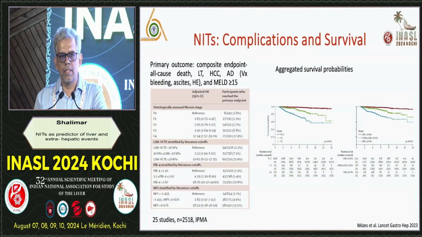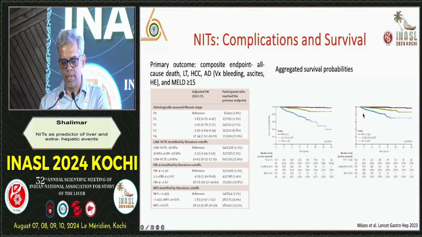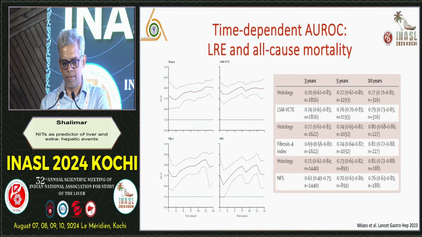So NITs, as I said, assess the fibrosis, and this individual patient meta-analysis of 25 studies, including 2,500 patients, showed, again, what has been shown by Professor Sanyal's study, that histology and the NITs can categorize patients into different outcomes in terms of survival. Whether it is LSM, FIB4 or NFS, we can categorize into different outcomes. And the area under the curve for performance of these NITs also remains similar, that is above 0.7 at 3, 5 and 10 years.